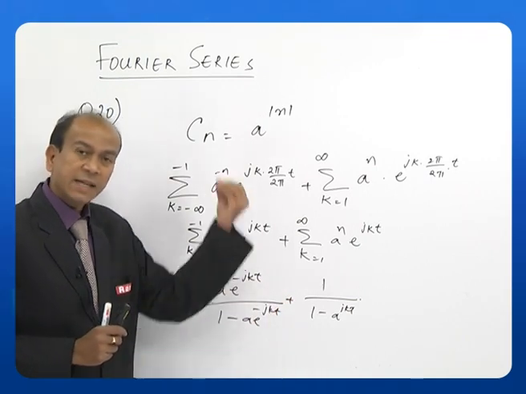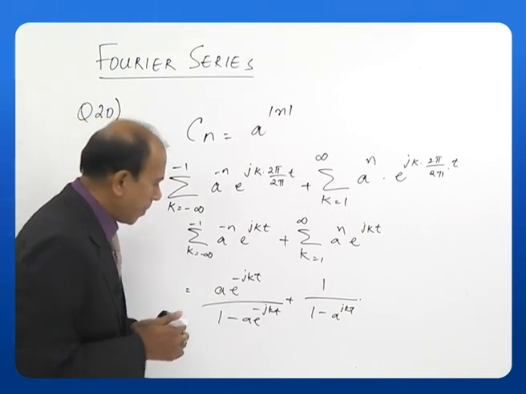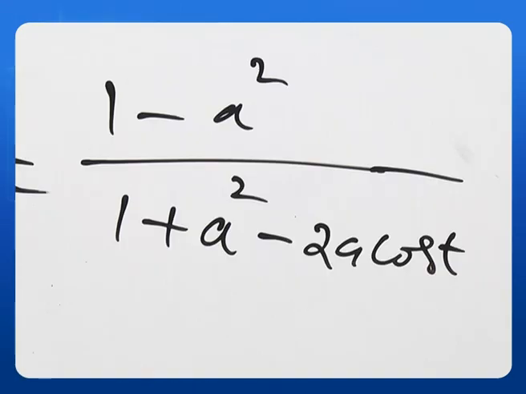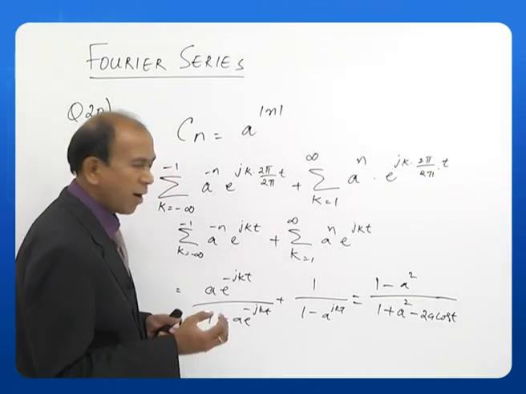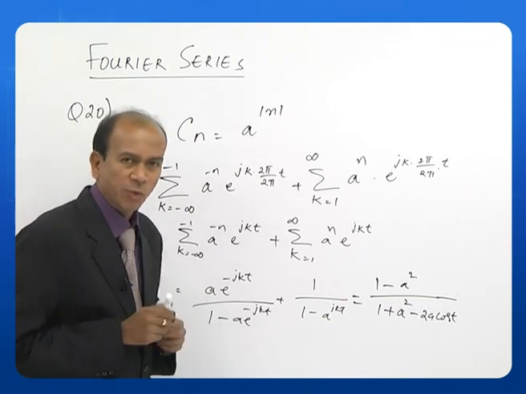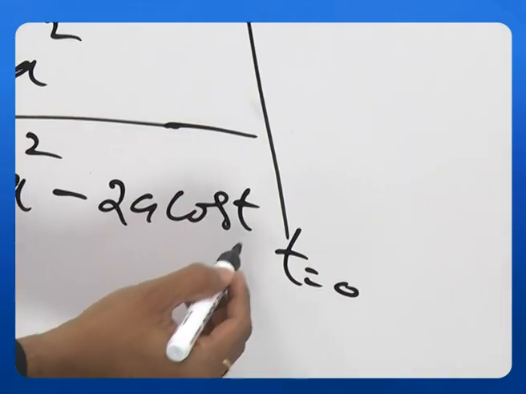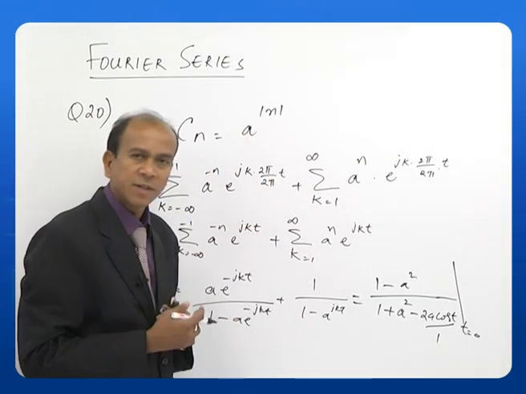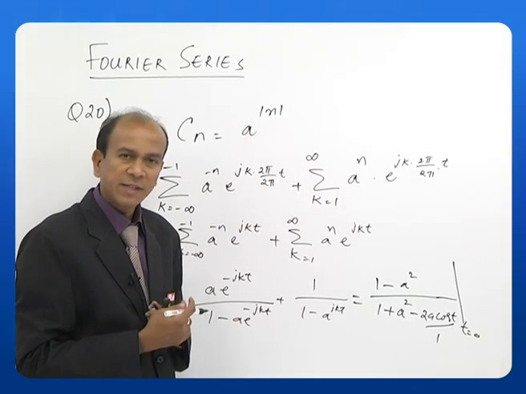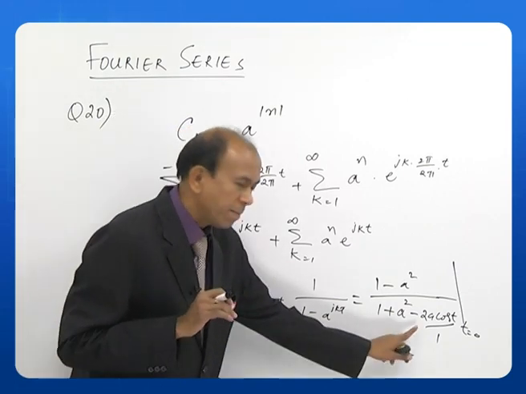So, we have to put this at t equal to 0. After taking LCMs here and simplification, you will get this. We have to calculate this value at t equal to 0. So, when we take this at t equal to 0, then this will become how much? Cos 0 is 1. So, this will become minus 2a.